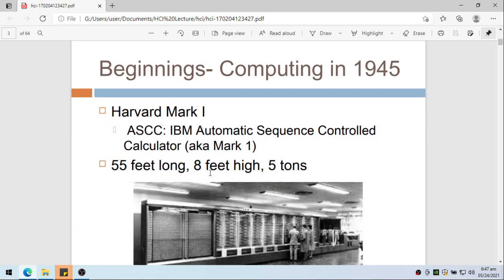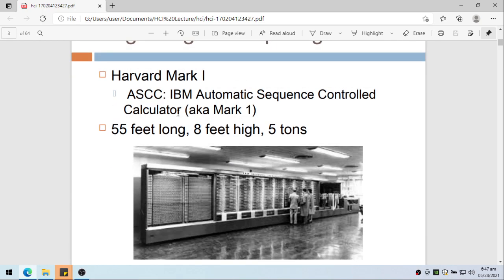Now, to understand human-computer interaction, let us first take a look at some sort of history of the computers. So the beginnings of computing in the year 1945. So in the year 1945, we have these computers, the Harvard Mark I. So as shown in the picture, the IBM Automatic Sequence Controlled Calculator, also known as Mark I, is 55 feet long, 8 feet high, and it weighs 5 tons. So that's how big this computer is.